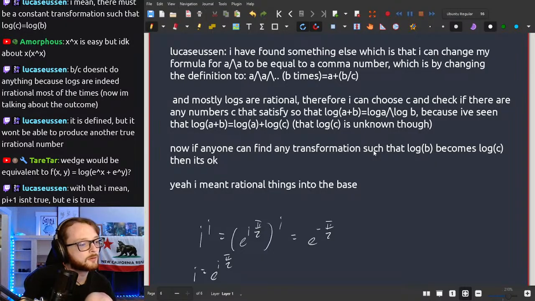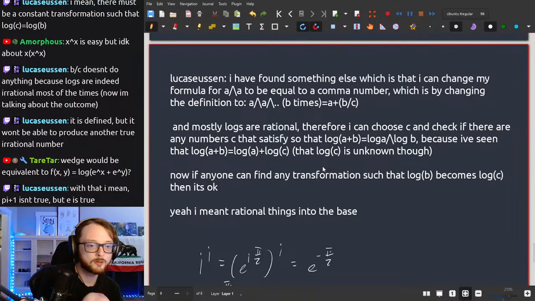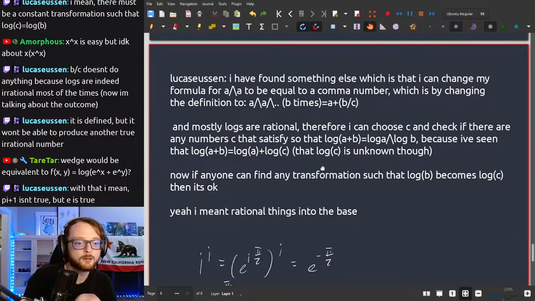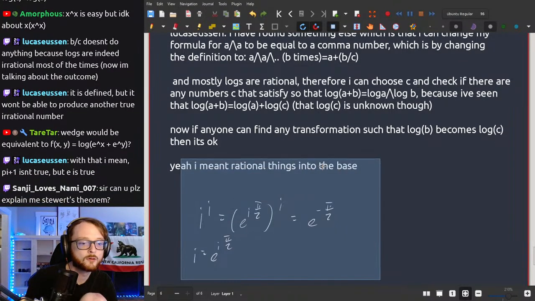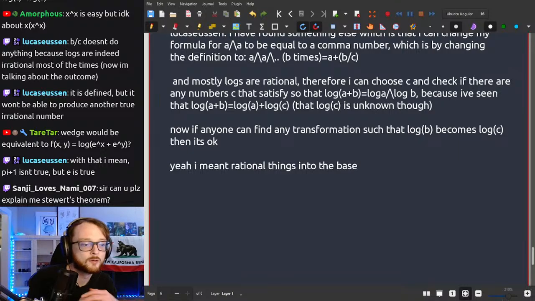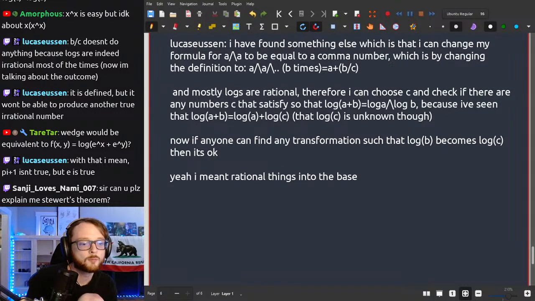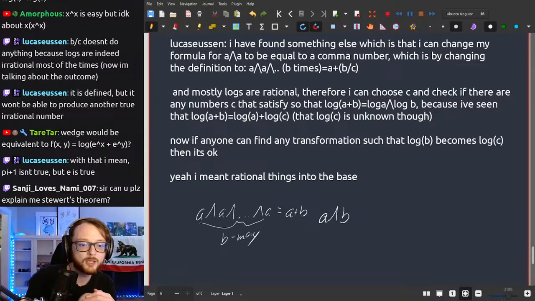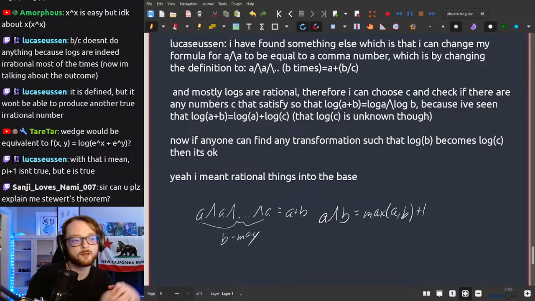Tertar, Lucas has invented his own wedge operation here. Basically, if you have a wedge a, wedge a b many times, this is equal to a plus b. And if you have a wedge b, that's max of a, b plus 1. That's how you evaluate this.